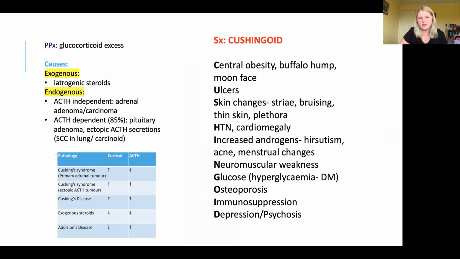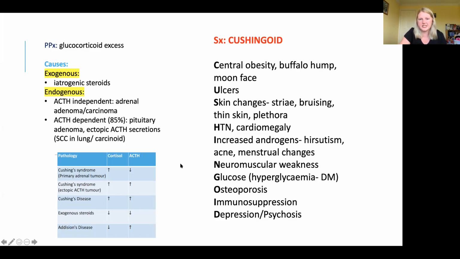However, we do also have causes that can be ACTH independent or dependent. And the reason I'll bring this up is that obviously we need to consider at what level is the problem. And this actually guides our investigations quite a bit with these symptoms as to identifying the level of the cause. And so I've just included a table down here of the potential causes and the impacts that they will have on the cortisol and the ACTH levels.